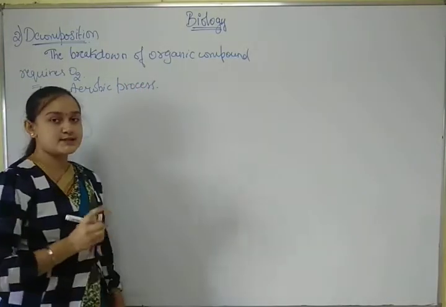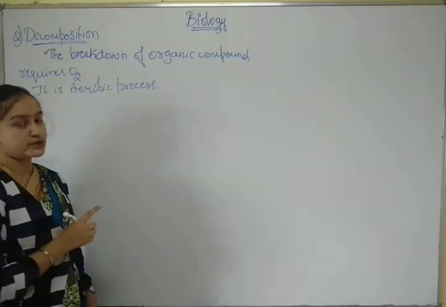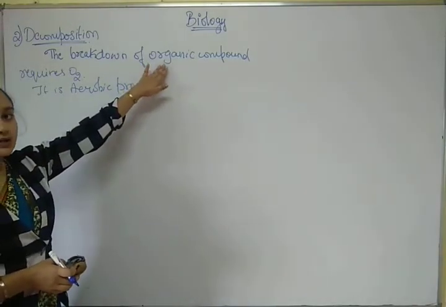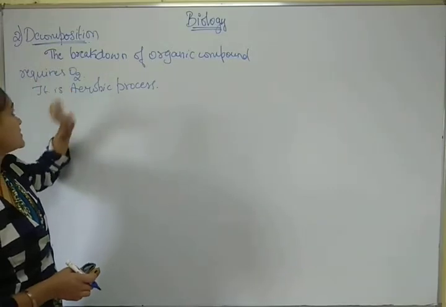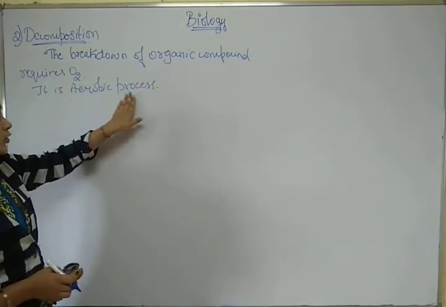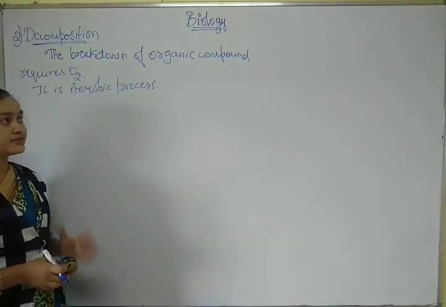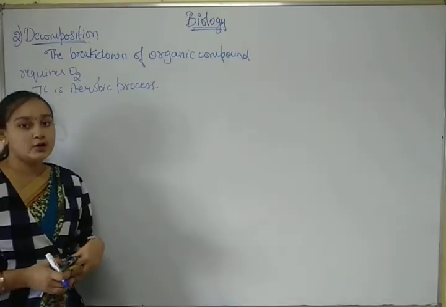Ecosystem nalli first type of productivity iddu, second type of decomposition. So decomposition nalli organic compounds break down agutte. Okay, so organic compounds break down in the presence of oxygen. So hence it is an aerobic process. So this decomposition of organic compound is the second component of the ecosystem.